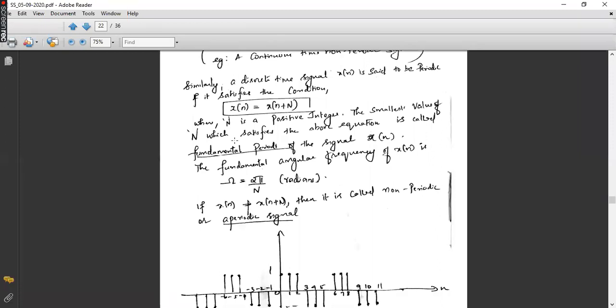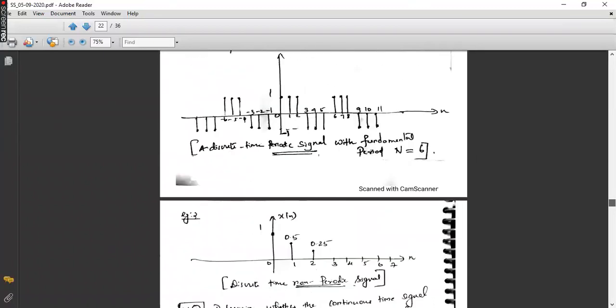So the unit of omega for a continuous time signal is radians per second, but the unit of omega for a discrete time signal is radians, because capital N is a dimensionless quantity. It is nothing but an integer. Integer is a dimensionless quantity.